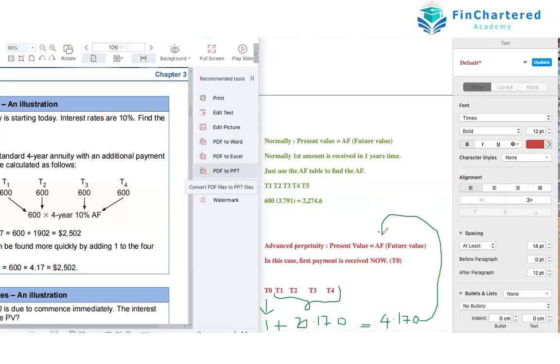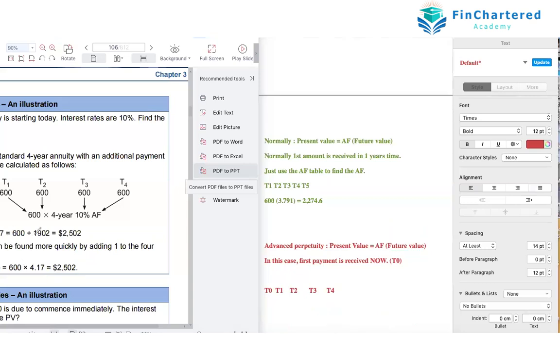Now that you have the annuity factor, apply it in this formula. You know the annuity factor is 4.170, and you know the yearly cash flow is 600. So multiply 600 by 4.170, because the future value is 600. So 600 times 4.170 is 2502.